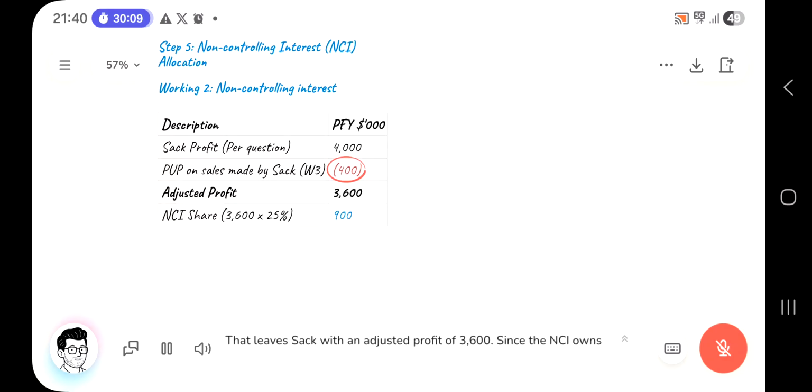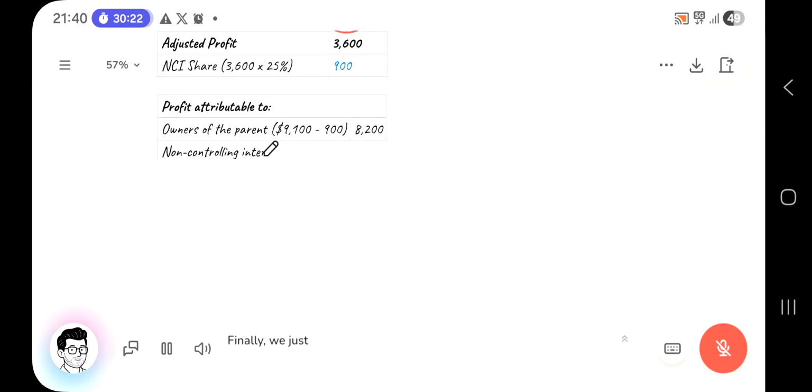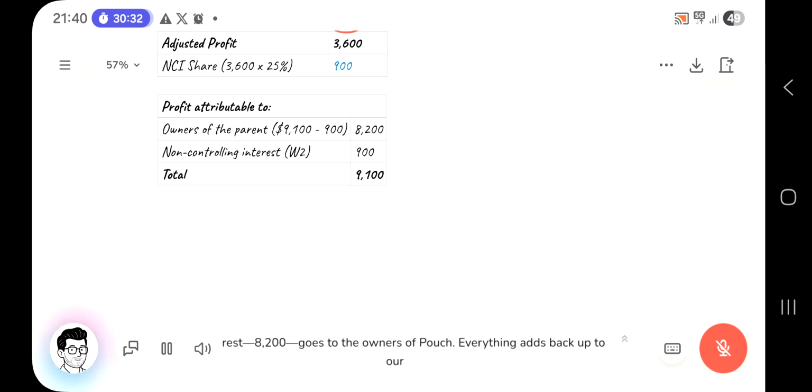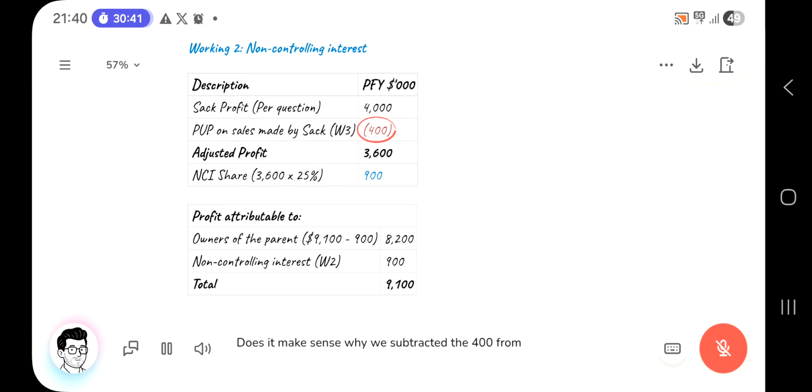Since the NCI owns 25% of SAC, we give them 25% of that $3,600, which is $900. Finally, we just split the total group profit. If $900 goes to the NCI, the rest, $8,200, goes to the owners of Pouch. Everything adds back up to our $9,100. Does it make sense why we subtracted the $400 from SAC's profit specifically before calculating the NCI share?